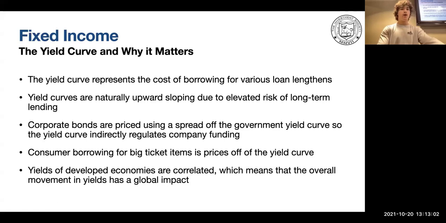The yield curve and why it matters. The yield curve represents the cost of borrowing for various loan lengths. Yield curves are naturally upward sloping due to elevated risk of long-term lending. Corporate bonds are priced using the spread over government yields, so the yield curve indirectly regulates company funding. And consumer borrowing for big-ticket items prices off of the yield curve. Yields of developed economies are correlated, which means that overall movements in yields have a global impact.